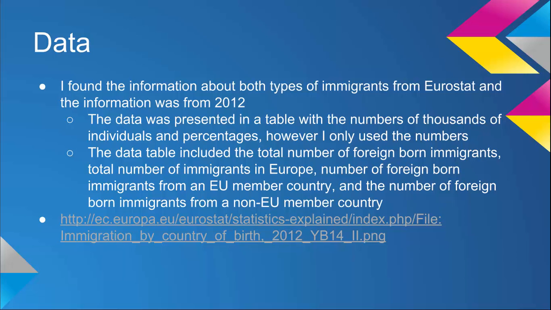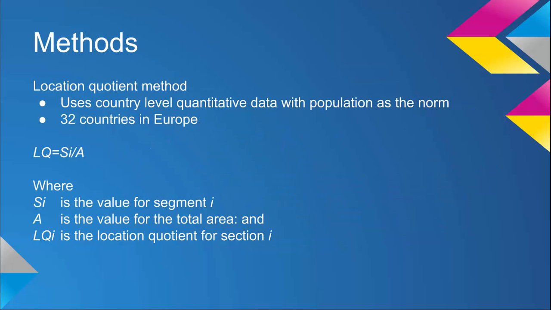For the data, I used Eurostat to find the data tables, and the information was from 2012. The data was presented in a table with numbers of thousands of individuals and also percentages, but I chose to ignore the percentages and just use the raw data. The table included the total number of foreign-born immigrants, the total number of immigrants in Europe, the number of foreign-born immigrants from an EU member country, and the number from a non-EU member country.